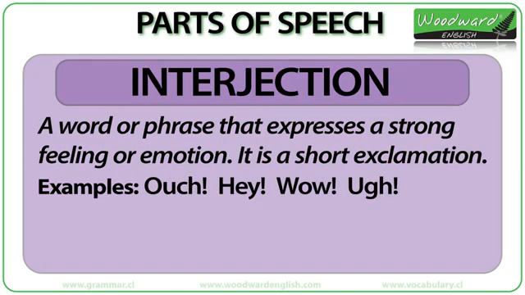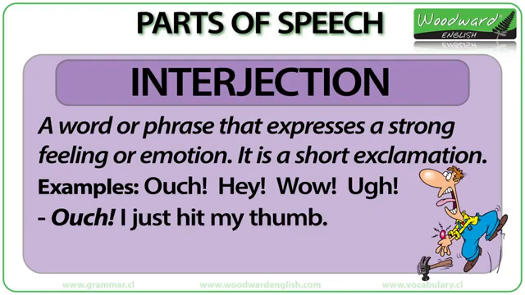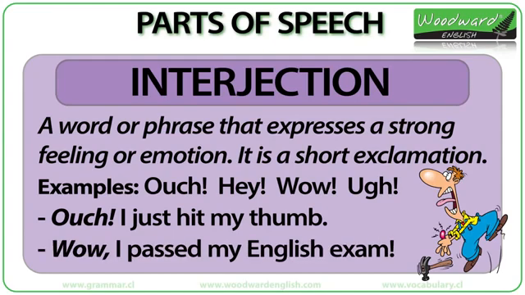An interjection is a word or phrase that expresses a strong feeling or emotion. It is a short exclamation that is used more in spoken English than written English. Examples of interjections are ouch, hey, wow, ah. You can see that interjections often end in an exclamation mark. Some examples: Ouch! I just hit my thumb. The interjection ouch is used to express that something painful just happened.